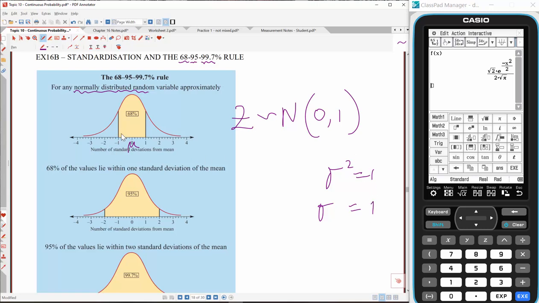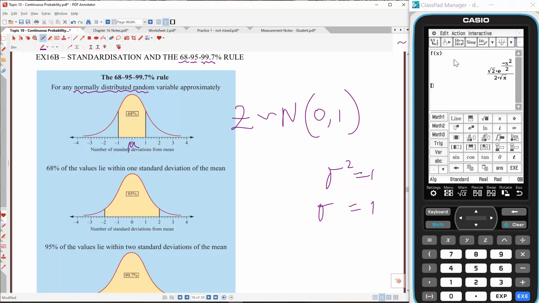So what we have here is, within one standard deviation either side of the mean, we have 68% of the values. Or another way to think about it is that the area under the curve between negative infinity and positive infinity is going to be 1. This area here is 0.68 of that. Okay, so let's have a look at how this might work.